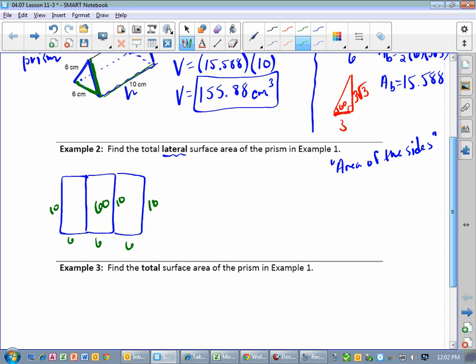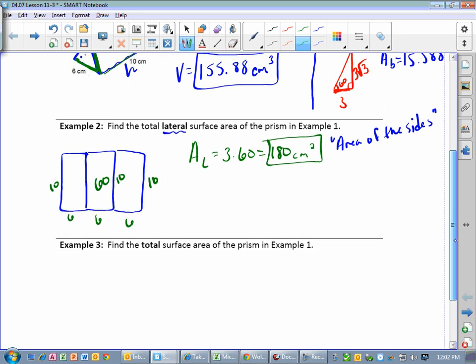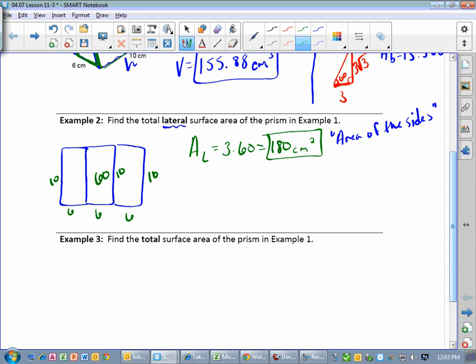And so we really have a lateral area, I'll call it A sub L for area, lateral area. 180. Would be 3 times 60, which is 180 square centimeters. Now to find the total surface area, I'm going to call it A sub T, total area. We take the lateral area, and we want to add on the bases. And now how many bases do we have? 2. Now what do we know about the relationship between these 2 bases? They're the same. So we know we're going to have 2 times the area of the base.